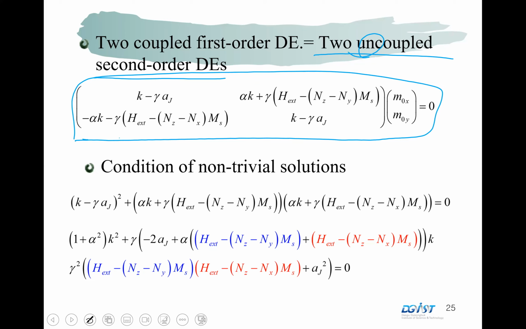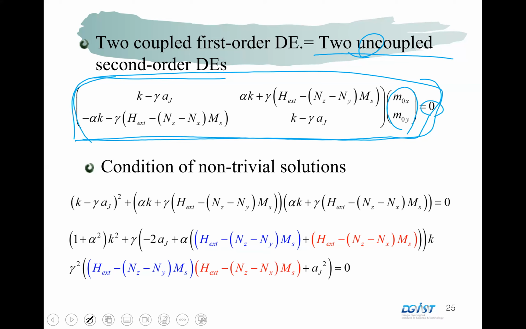Okay. Anyway, what's the meaning of this differential equation? If we put 0 for m0x and m0y, they satisfy this equation because the right-hand side is 0. That is what we call the trivial solution. And we don't need to pay attention to the trivial solution. It's really trivial. Then what's the condition for which we can obtain the non-trivial solution?